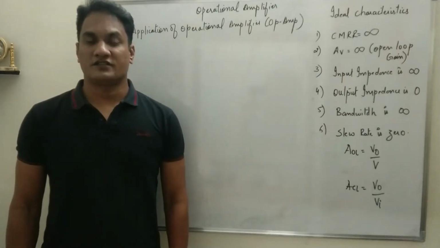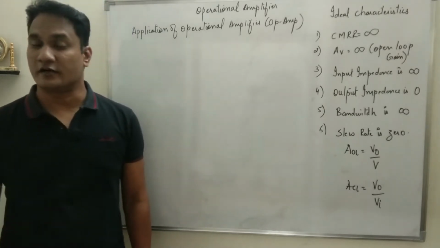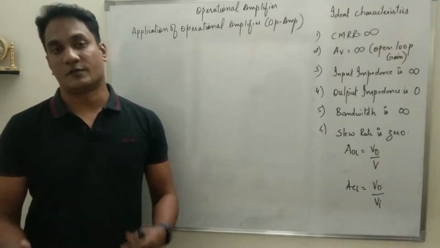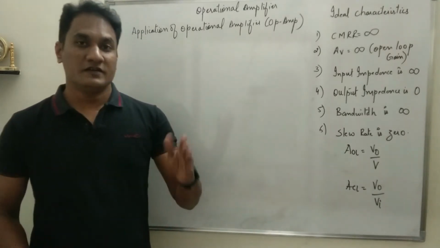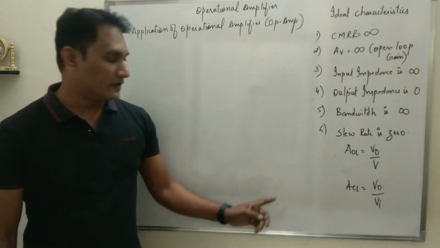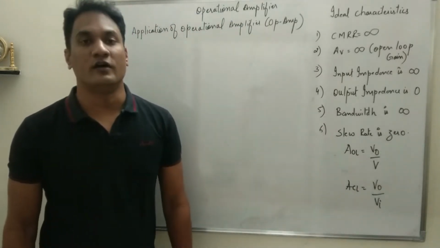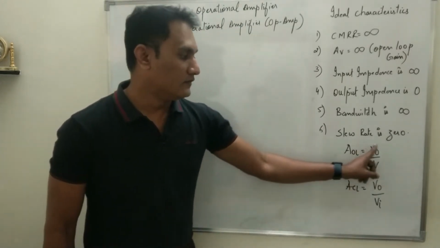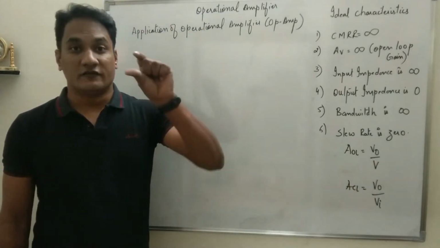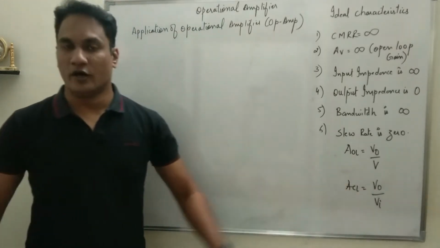In the last part of this chapter, we will try to understand applications of operational amplifier. There are 10 different applications, and all these applications are very important with respect to your board exam. In the previous video we tried to understand the concept of open loop gain and closed loop gain, and accordingly we constituted this formula. AOL represents open loop gain, which is V0 upon V, where V is the error voltage, the difference between the two input voltages. And ACL is output voltage upon input voltage.